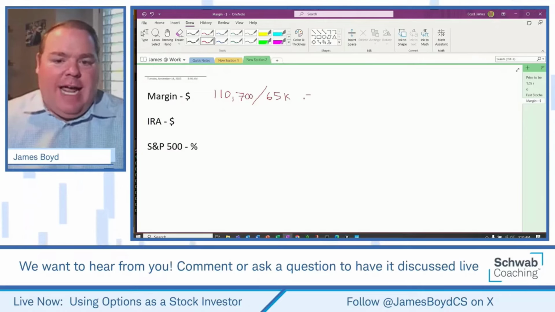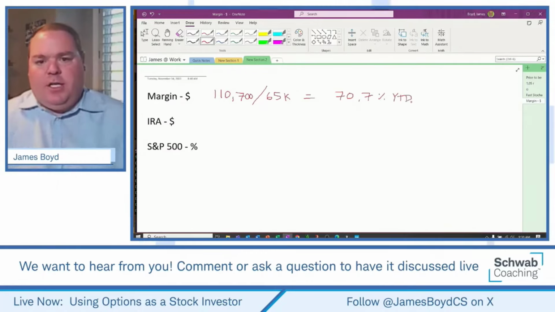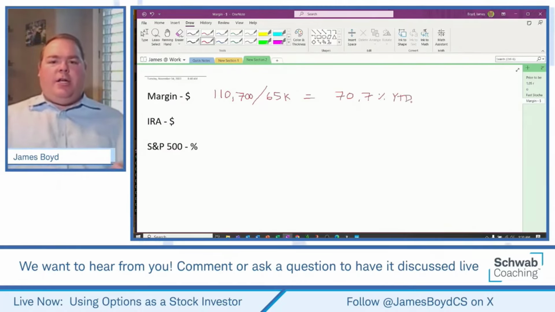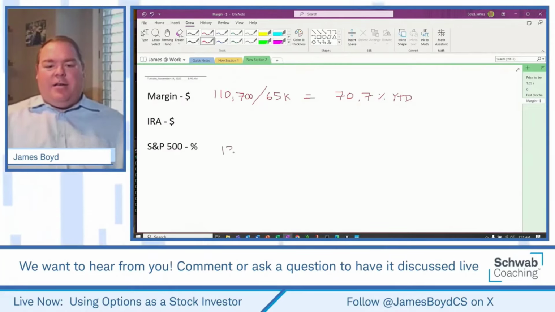If we look at the year-to-date return so far, it was at 70.7% year-to-date. So when you come to this class, you're not going to see me just saying, hey, this is what this XYZ strategy is. We are trading strategies. We are creating focus and then tracking those returns over time and comparing them to the index of the S&P 500. The S&P 500 performance year-to-date was 13%.